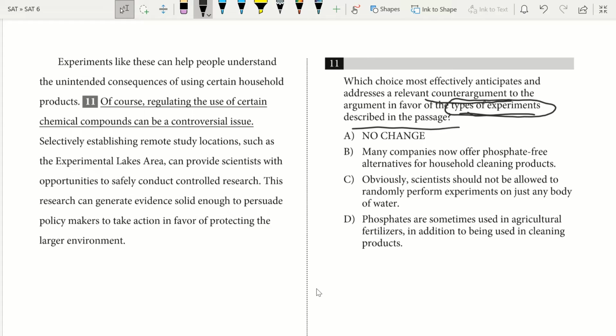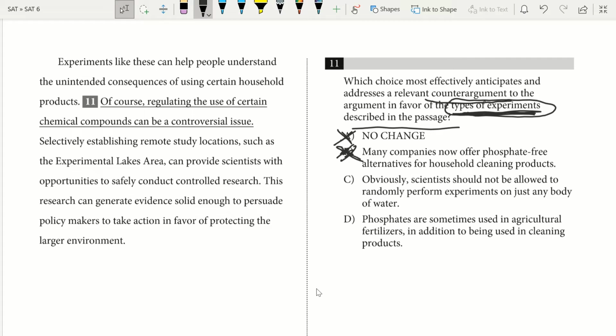All right. So we have, "Of course, regulating the use of certain chemical compounds can be a controversial issue." Well, that would be talking about not the experiment, but the law. We're talking about the experiment here, so we know no change is wrong. Now if we look at B, "Many companies now offer phosphate-free alternatives for household cleaning products." We're not worried about companies. We're not worried about legislation at all here.